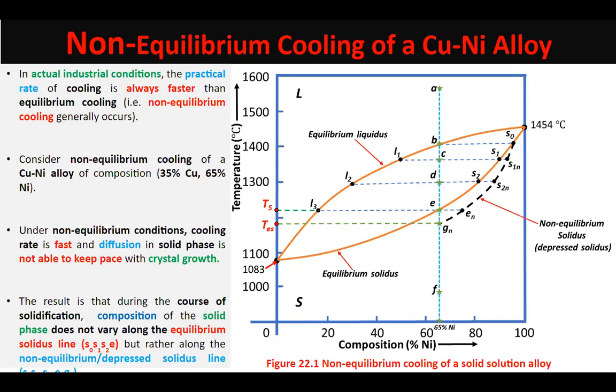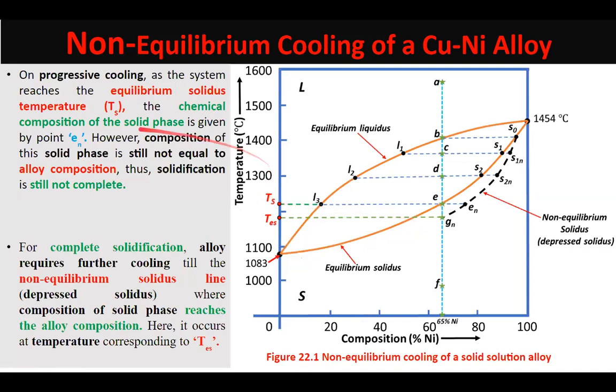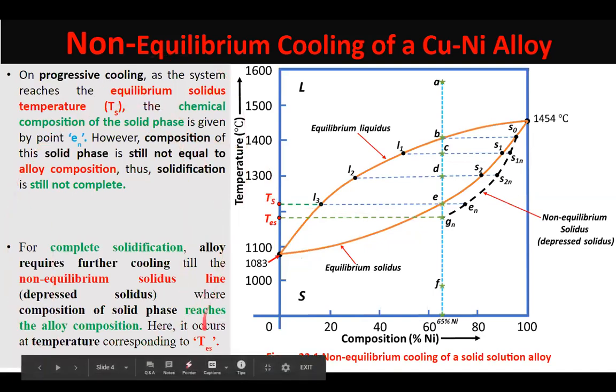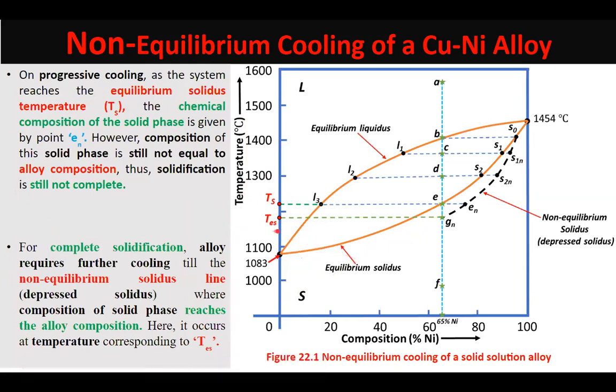So let's see now what are the same things. I've discussed each of these things over here. The newer thing is that this temperature at which solidification practically takes place under non-equilibrium conditions is called the effective solidus temperature, or the depressed solidus temperature, or the non-equilibrium solidus temperature. Whatever names are given to this line, non-equilibrium solidus, depressed solidus, effective solidus, the same names are given to this temperature.